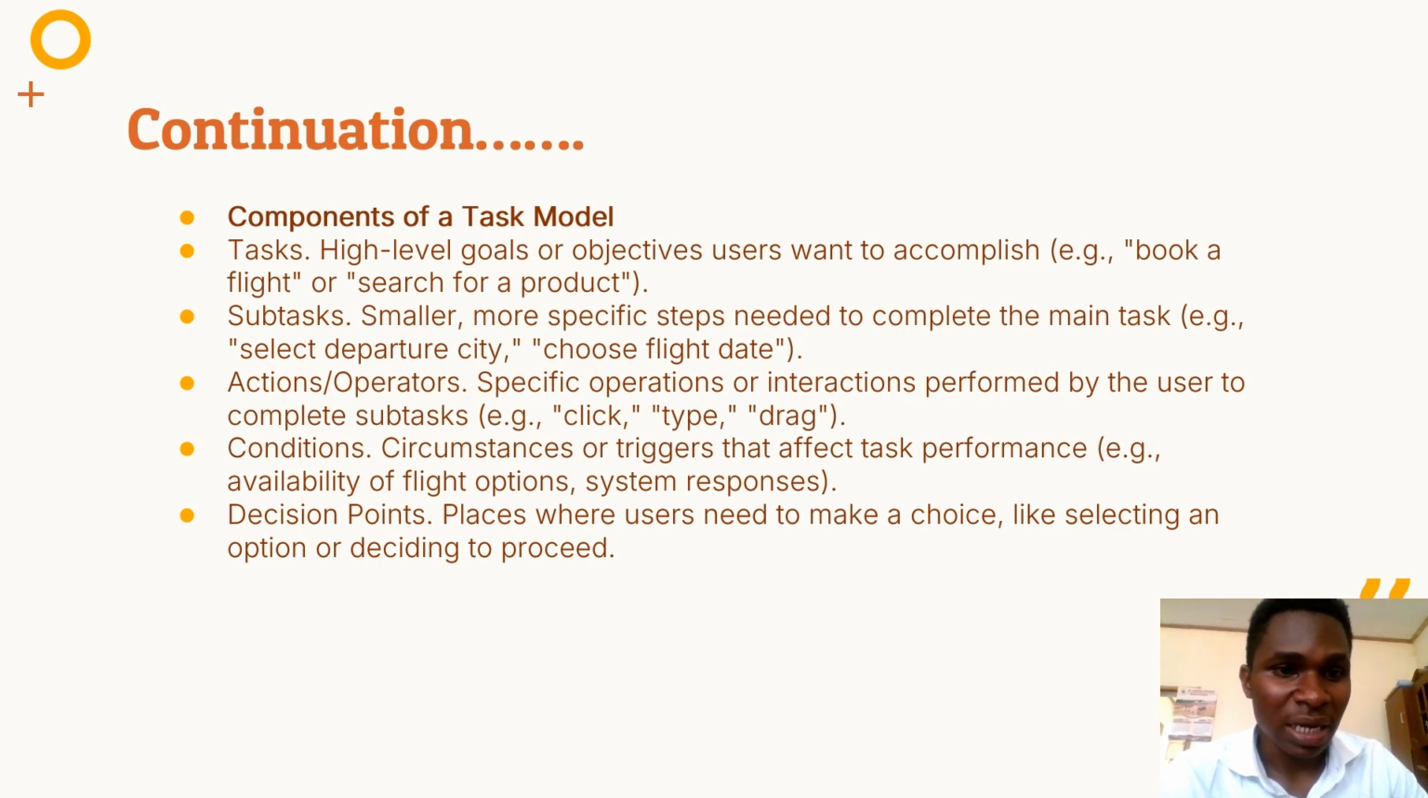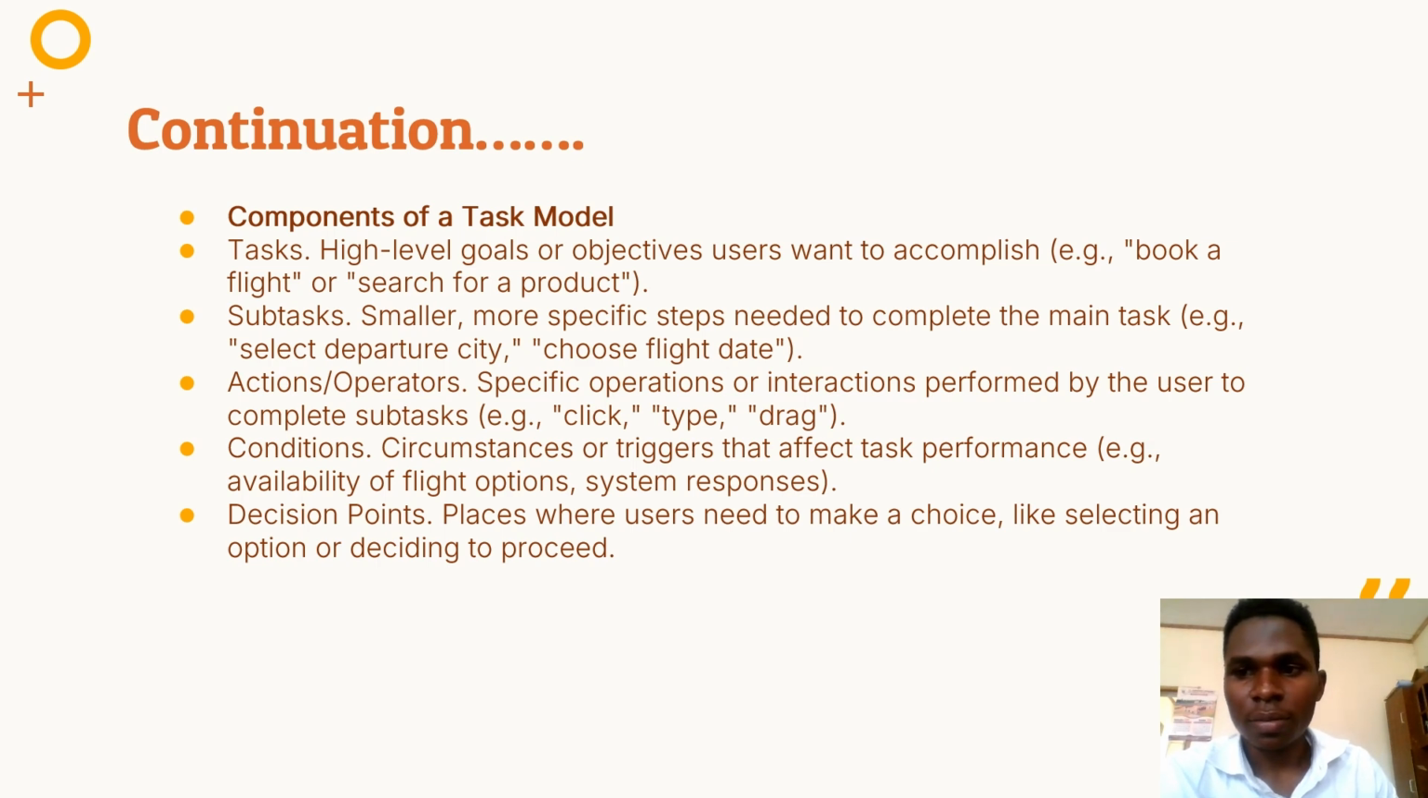Then we have the actions. These are the specific interactions, like the operations that are performed by the user to complete these specific tasks or specific subtasks. Then we have conditions. These are the circumstances that affect task performance. We have decision points. These are the places where users need to make a choice, like selecting an option or deciding to proceed.